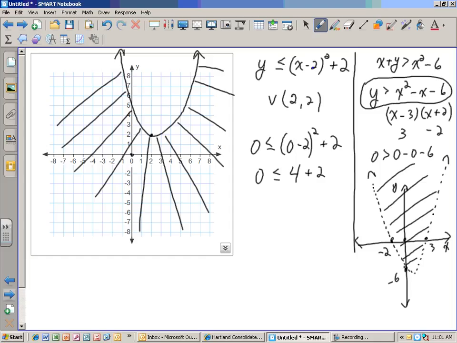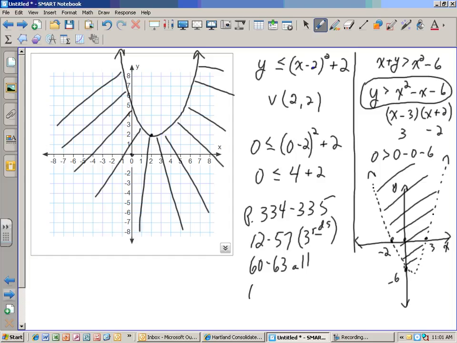All right. So homework tonight. Pages 334, 335. We're going to do 12 through 57, every third problem. 60 through 63 all, and 66 through 70 all. All right?